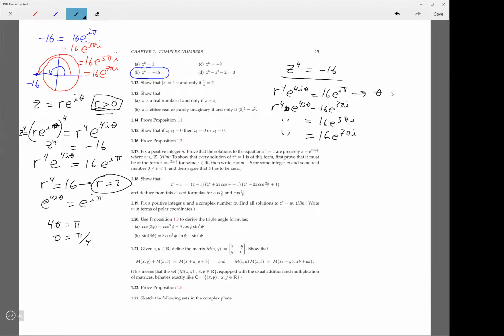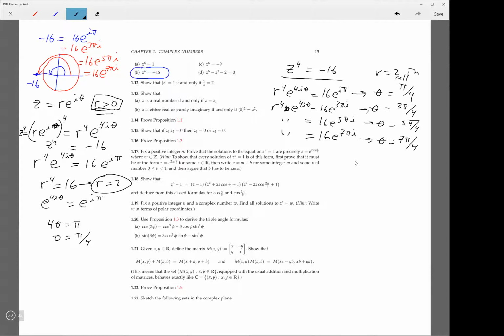Okay, and this one, theta is going to be pi over 4. r is going to be 2 for all of them. Theta is going to be pi over 4, and this one, theta is going to be 3 pi over 4. This one, theta is going to be 5 pi over 4. And in this one, theta is going to be 7 pi over 4.